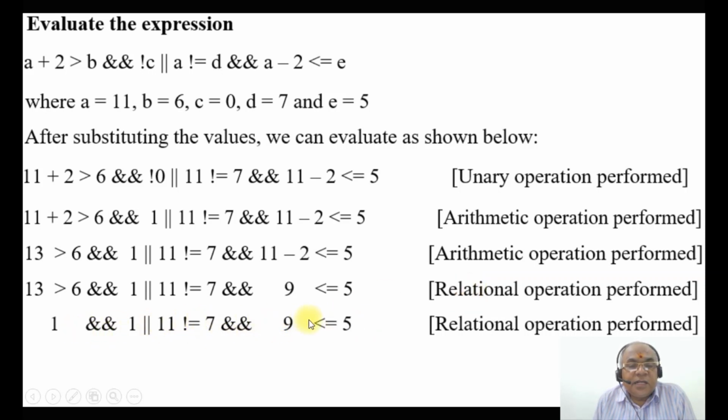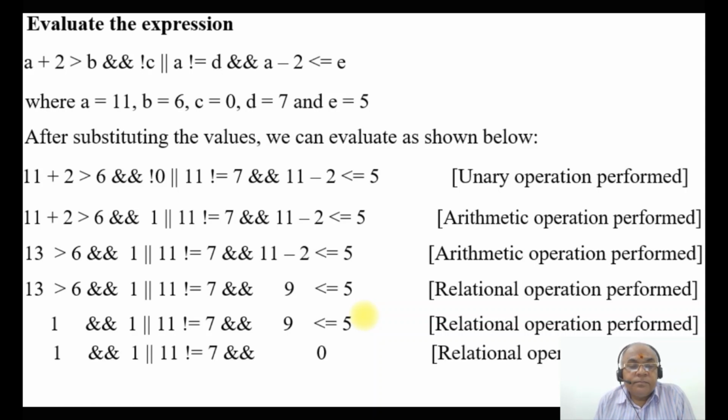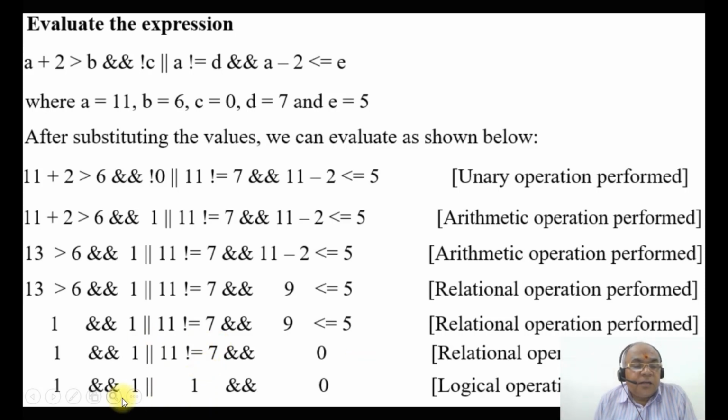Then we have the relational expression performed. Is 9 less than or equal to 5? No, it is greater. So naturally it is false, so it becomes 0. All other expressions remain the same. Now we perform the next relational operation. Is 11 not equal to 7? Definitely, 11 is not equal to 7. So it is true, so it becomes 1. All other expressions remain the same.